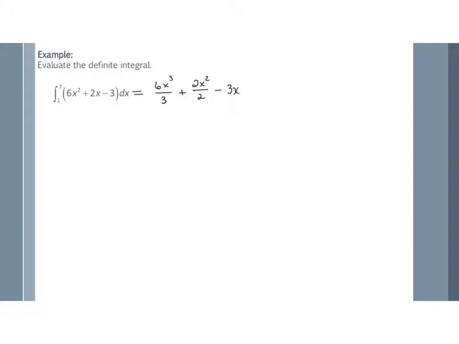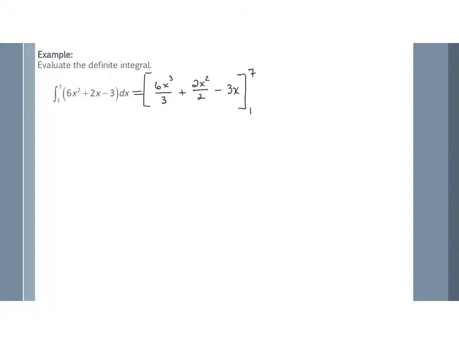Now, I don't have to worry about the plus c. Why? Because we're not worried about the whole family of antiderivatives. The fundamental theorem says that I just have to use an antiderivative. So now we have multiple terms in our antiderivative, so we're going to group those together, and then we will again put our lower limit of integration and upper limit of integration.